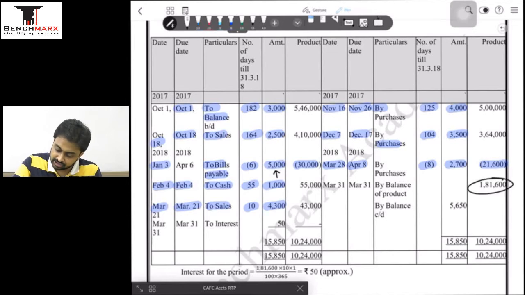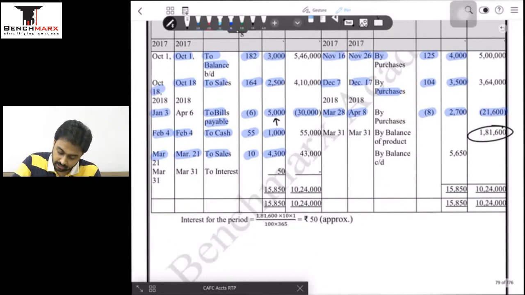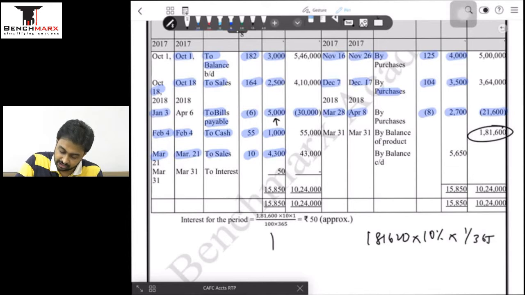Balancing figure is this and we compute interest as here 181,600 into 10% into 1/365. यहाँ पे यही चीज़ किया हुआ है. Amount is 50 because the question had mentioned to round it off and the interest will be posted on the opposite side in the amount column, that is here. ठीक है.